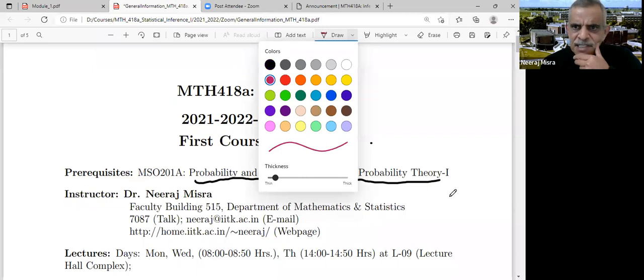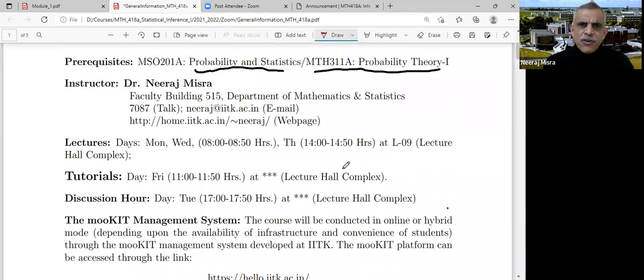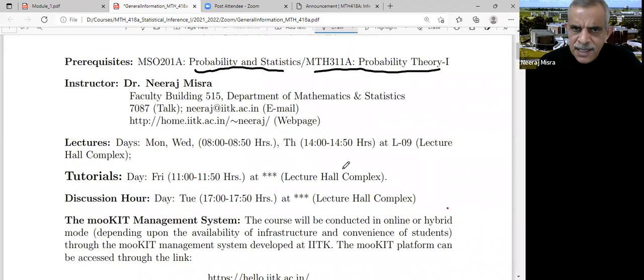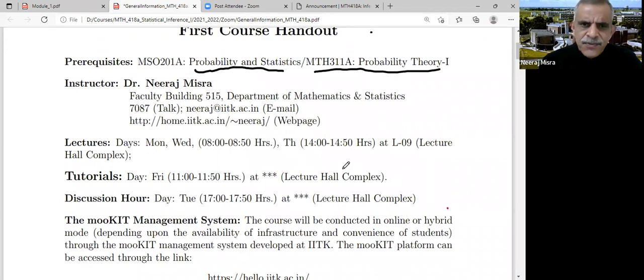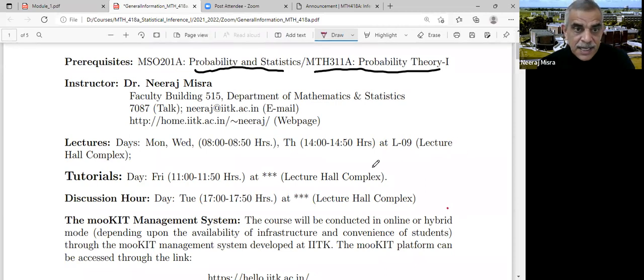But in case you find that for some of the topics which I am covering you don't have a background, feel free to ask me. I can always explain it during the lecture. Now you know that the schedule is on Monday and Wednesdays between 8 to 8:50, Thursday 2 to 2:50. These are the lecture timings.